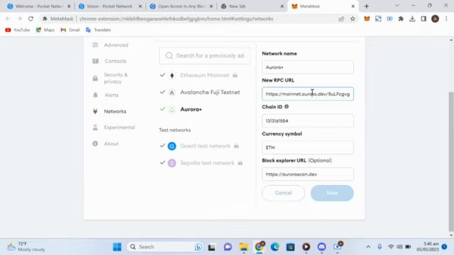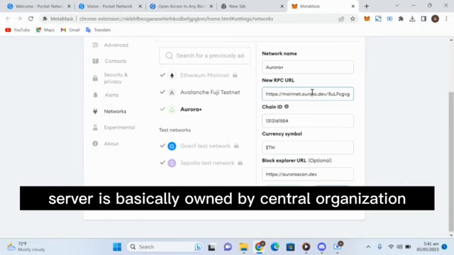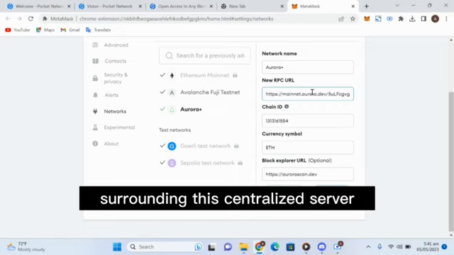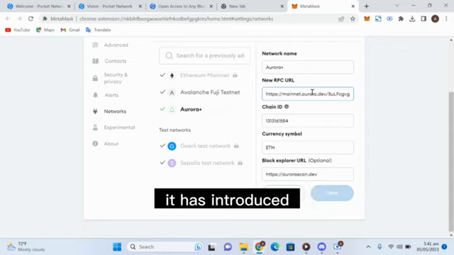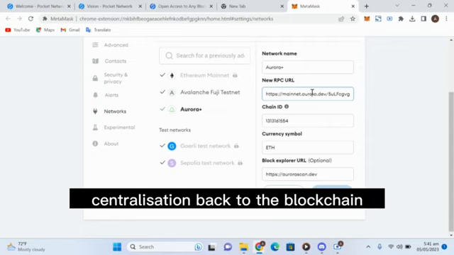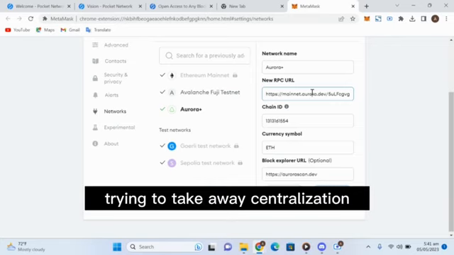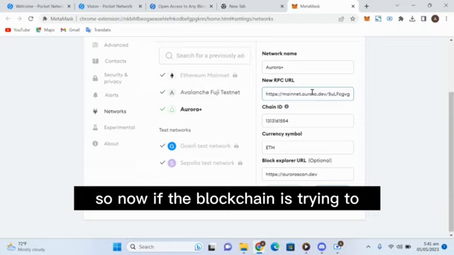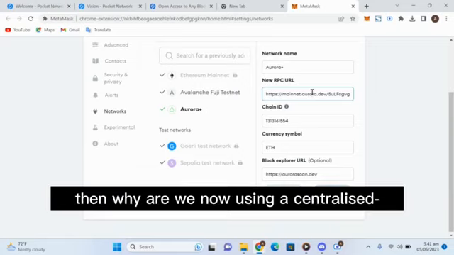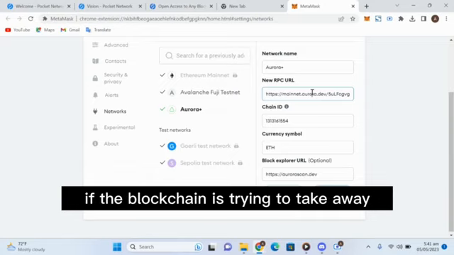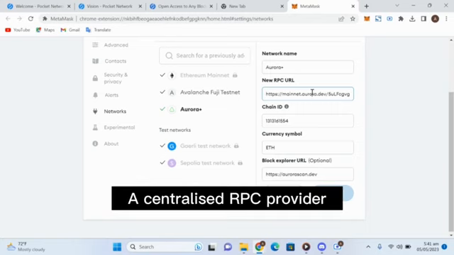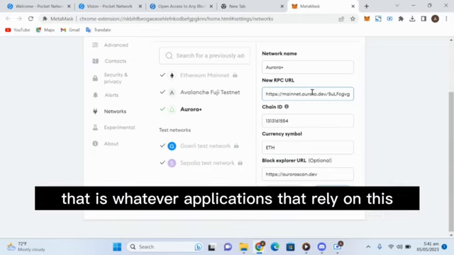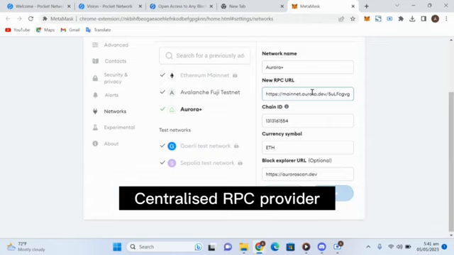And don't forget that this server is owned by a central organization. They control various activities surrounding this centralized server. As a result of this, it has introduced centralization back to the blockchain. And the blockchain is basically trying to take away centralization because of the negative effects we have seen over the years. So if the blockchain is trying to take away centralization, why are we using a centralized RPC provider to get our information? Whatever applications rely on a centralized RPC provider are prone to outage.